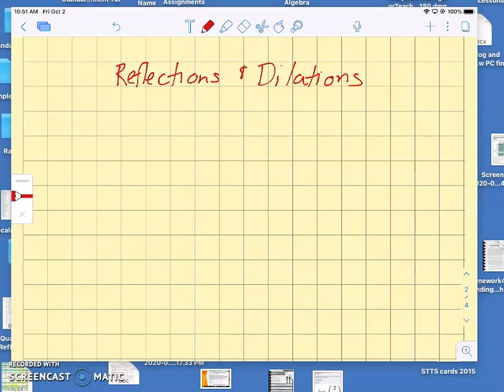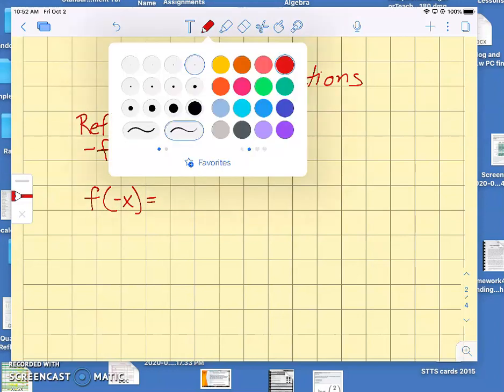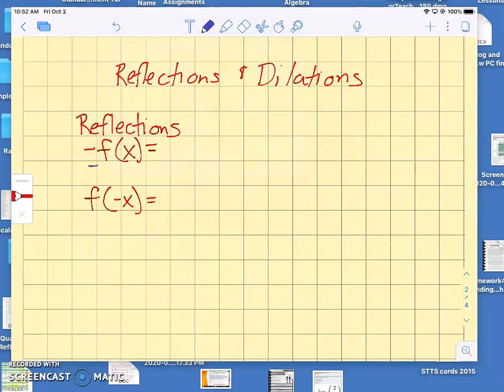So for example, reflections. That's if we have negative f of x, or we might have f of negative x. So you can see here that it's affecting your entire thing. I always think about this as the opposite of y. And some of you might see that negative and say, oh, it's a reflection over the y-axis. I think this is the opposite y value.